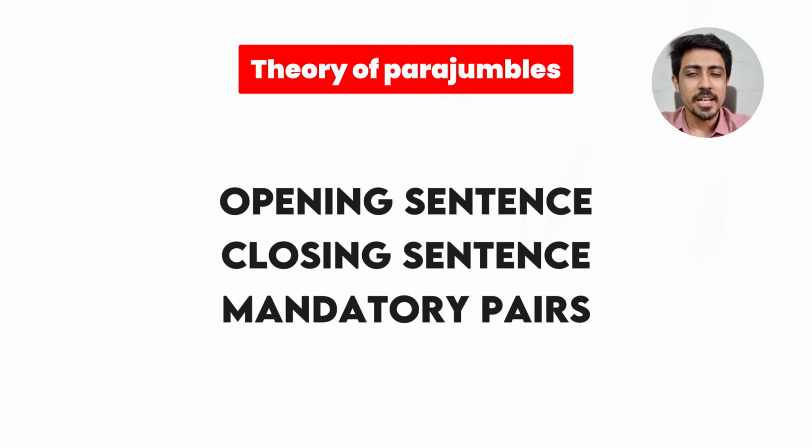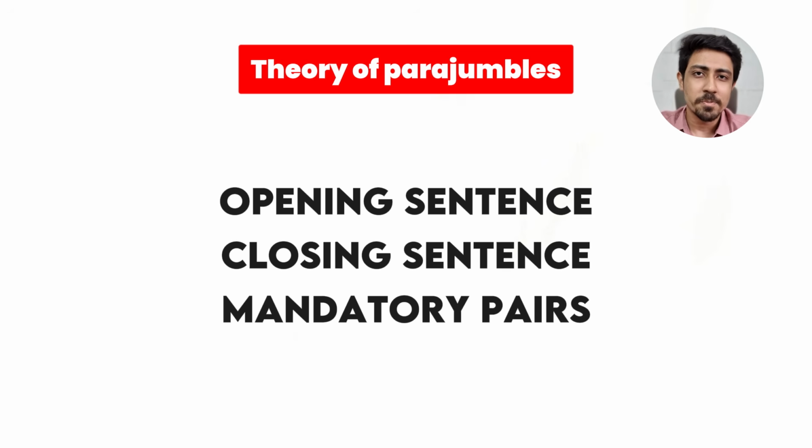Of course, there are a lot of books covering a lot of theory on parajumbles. You can read that if you want to, but I believe sincerely this video is the only thing that you would need to cover all the theory for parajumbles. So now coming to the theory of parajumbles, for any parajumble that you solve, you need to look for three things. First is the opening sentence, second are the mandatory pairs, and third is the closing sentence.